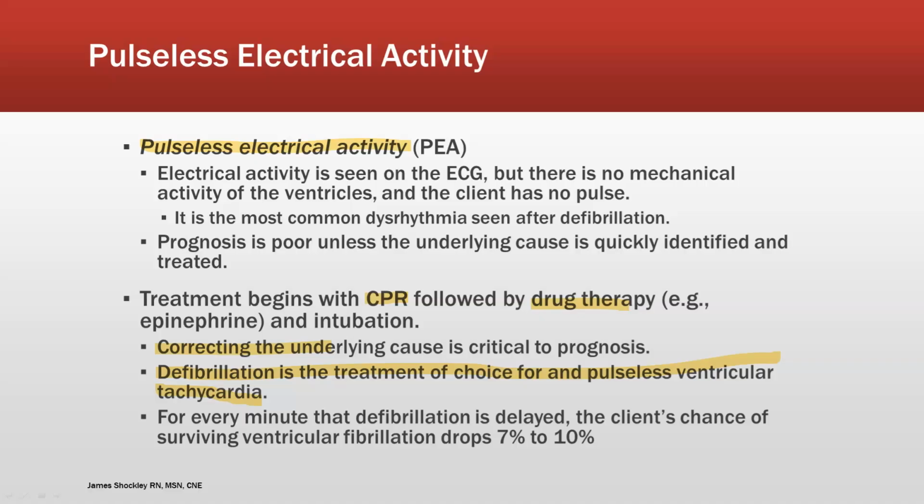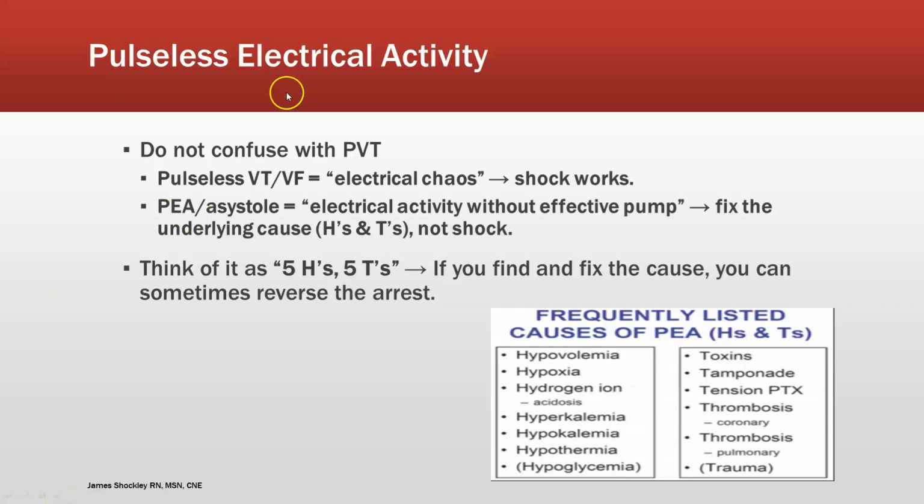So we know that for every minute that defib is delayed, the client's chances of surviving VFib can drop by 7 to 10%. So if we have those really bad dysrhythmias, we lack perfusion. So we've talked about making sure you don't confuse PEA with PVT. You have electrical chaos and pulseless VTAC, VFib. So there is electricity working there.